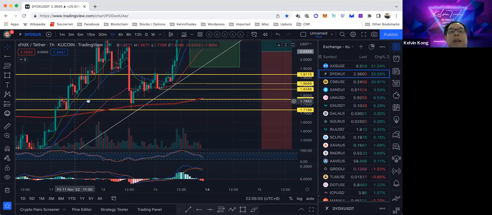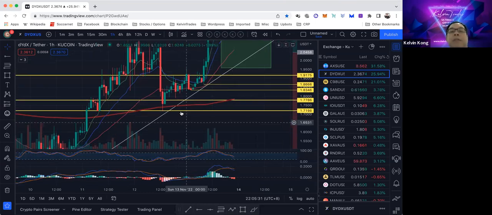So this line is basically a resistance-support flip. Over here, it acts as a resistance. You see, the price goes up, refuses to break out, comes back down. So over here, it acts as a resistance. After that, the price breaks out, comes back down, retests, boom. So over here, it acts as a support. So this is an RS flip. So this can also be a support.